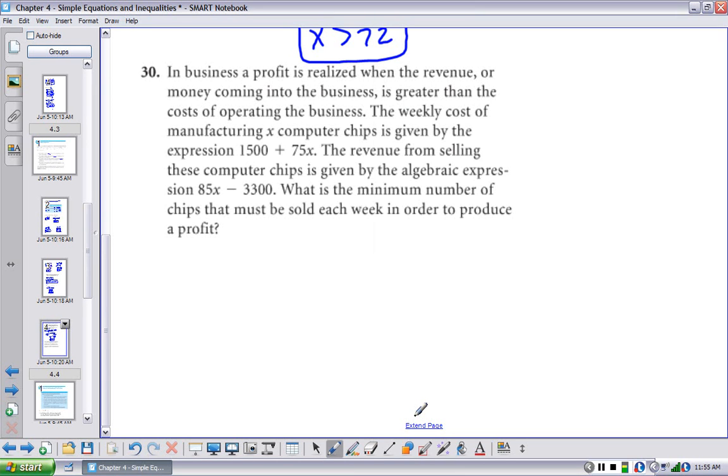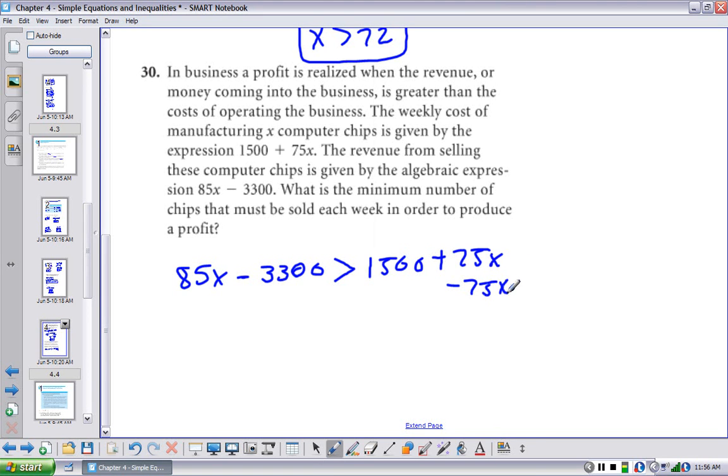So you get a profit when your revenue, which they told us is 85x minus 3300, is bigger than the weekly cost of manufacturing these computer chips. So it costs 1500 plus 75x. And we need to solve this.